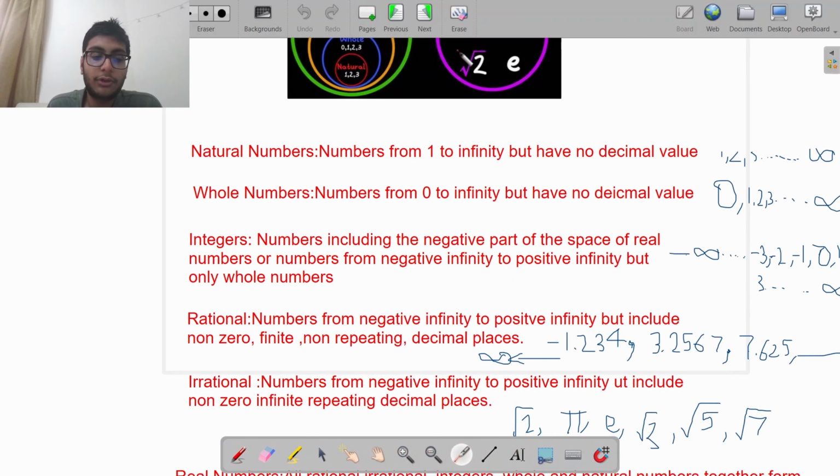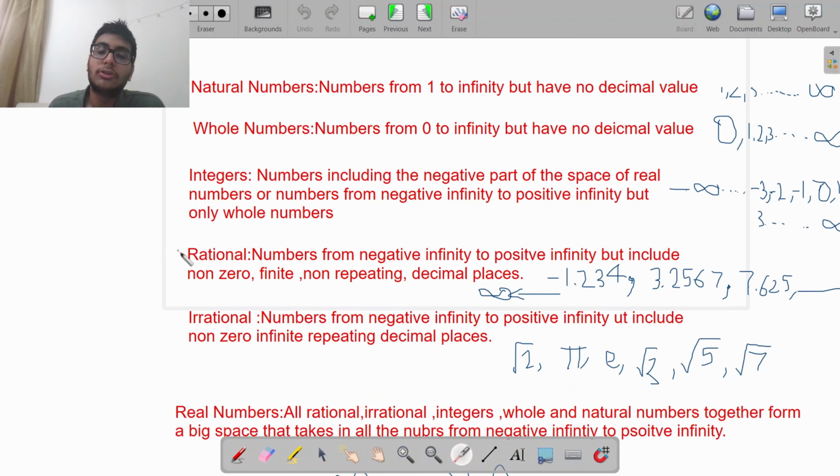Now, let's go for rational numbers. Rational numbers include decimal places now, but they also include integers too. They also include the negative parts of those decimal values. For example, like we have 51.6549. Or over here, I have given some examples like 3.2567. We can also have its negative part, minus 3.2567. But we'll come into much more detail in a few minutes.